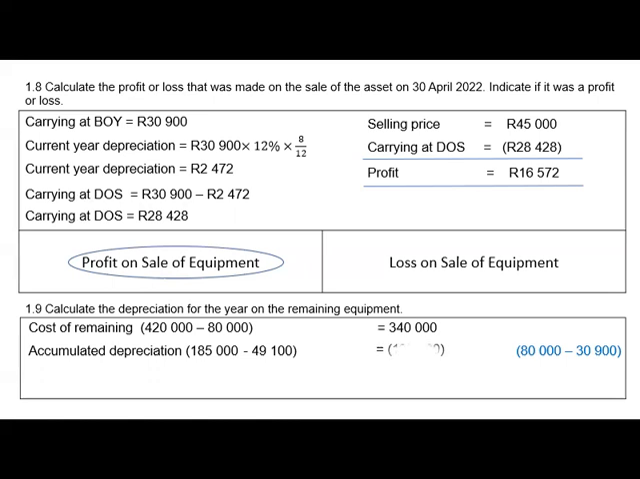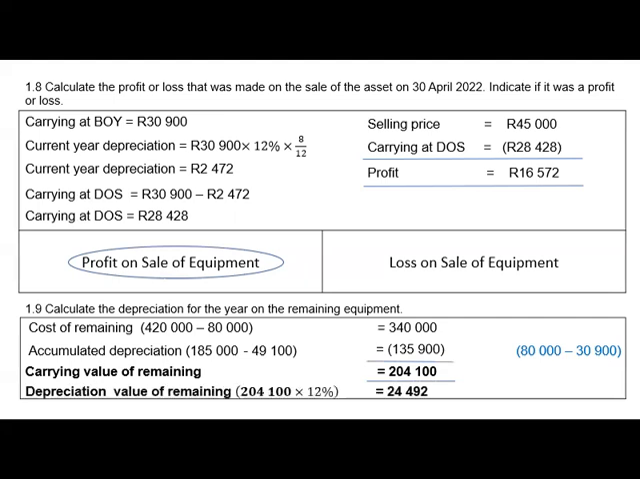Now, when you take 185,000 minus 49,100, it'll give you accumulated depreciation of the remaining equipment, which will be 135,900. Now, 340,000, which is cost at the beginning of the year of the remaining equipment, minus accumulated depreciation at the beginning of the year of the remaining equipment, will give us carrying value at the beginning of the year of the remaining equipment, which will be 204,100. Now, to calculate depreciation, you will take that 204,100 times 12% times 12 over 12. It will give you depreciation of the remaining equipment, which will be 24,492. Okay.